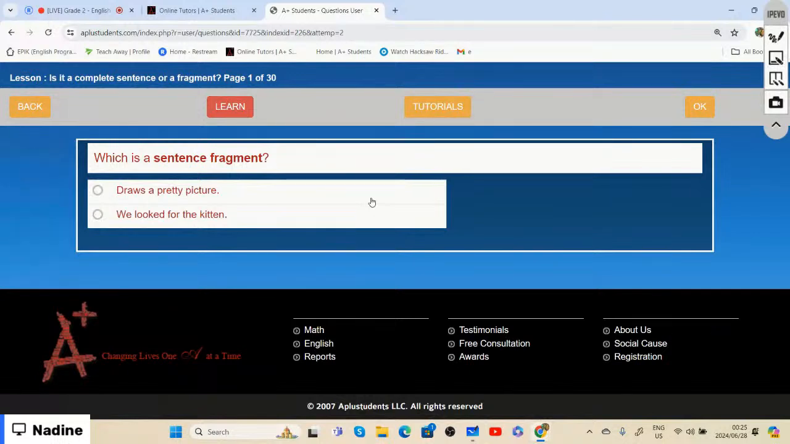All right, so we need to say which is a sentence fragment. Remember, we said a sentence fragment is either missing a subject or it's missing a verb. So, which one is missing a subject or verb? Option one, draws a picture, a pretty picture, or option two, we looked for the kitten.